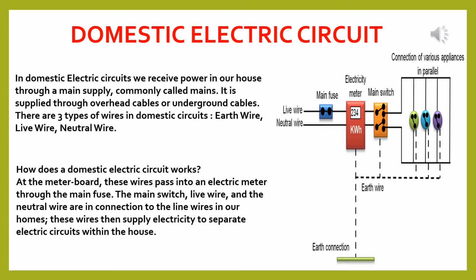So actually, how does a domestic electric circuit work? At the meter board, I hope you have seen the meter board at your home, these wires pass into an electric meter through the main fuse. The main switch, live wire, and the neutral wire are connected to the line wires in our homes. These wires then supply electricity to separate electric circuits within the house.